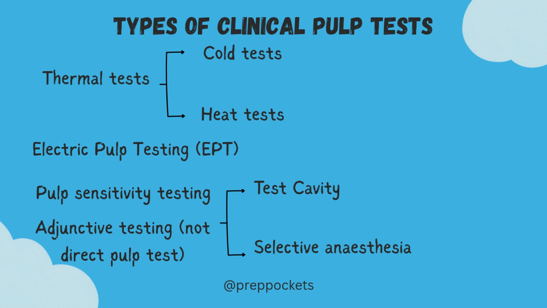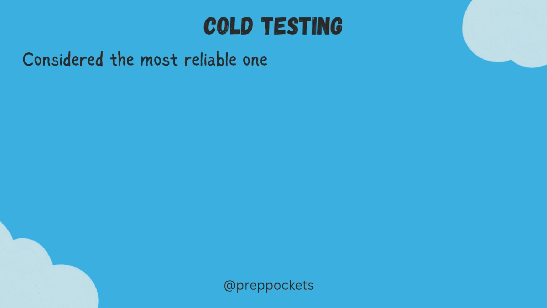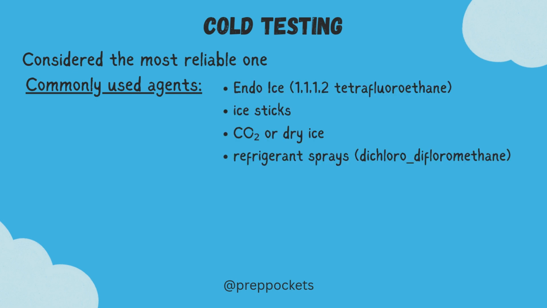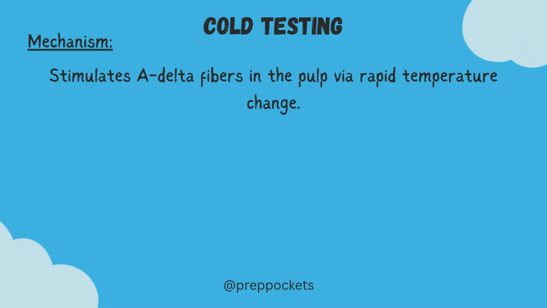Let's break these down, starting with cold testing. This is the most commonly used and most reliable method, especially for diagnosing irreversible pulpitis. We commonly use agents like endo-ice, ice sticks, CO2 or dry ice, and refrigerant sprays. It is more effective on an anterior tooth than an insulated posterior tooth. Cold tests work by stimulating A delta fibers in the pulp via rapid temperature change.